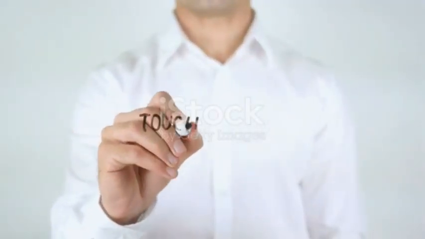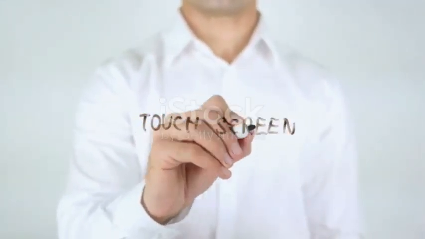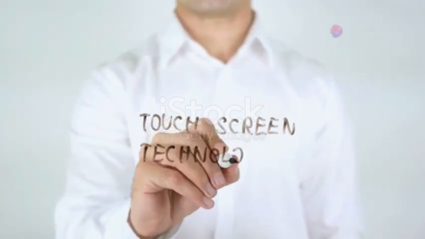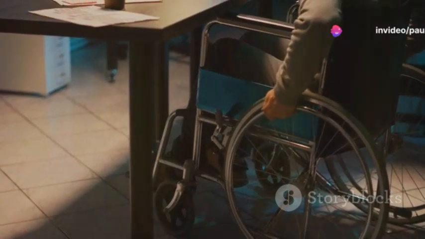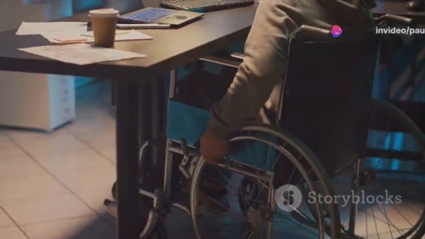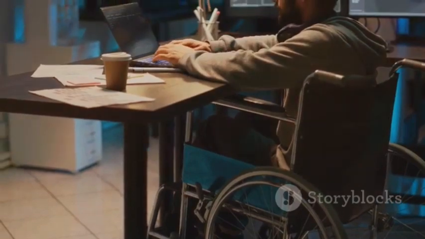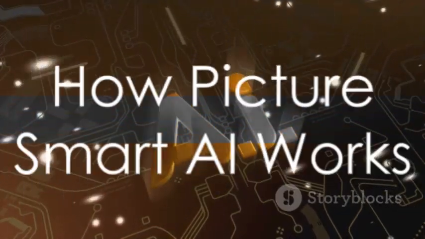PictureSmart AI represents a groundbreaking stride in technology, especially for those who rely on screen reading software. This innovative feature is integrated within JAWS for Windows, a widely used screen reader designed to assist individuals who are visually impaired. So how does PictureSmart AI work?